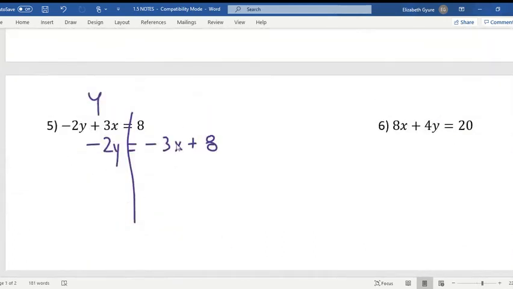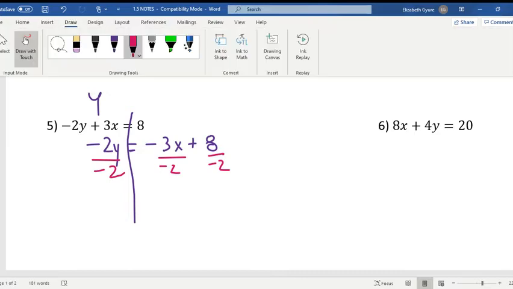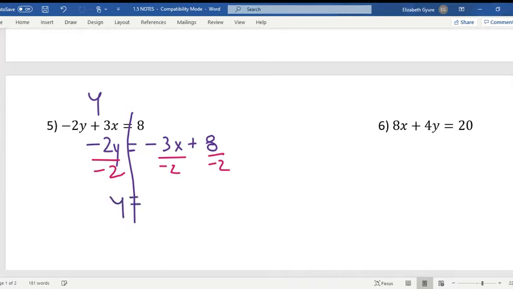You cannot combine 3x and 8, right? One has an x, one doesn't. They got to stay separate, but we still got to divide everybody by negative 2. So I'm going to divide the left by negative 2. And I have to divide everybody on the right by negative 2. So that means I have to divide this by negative 2 and the 8 by negative 2. Everybody has to get divided by negative 2. Right? Does that kind of make sense? Okay. So now on the left, your negative 2's will cancel and we just have y equals.